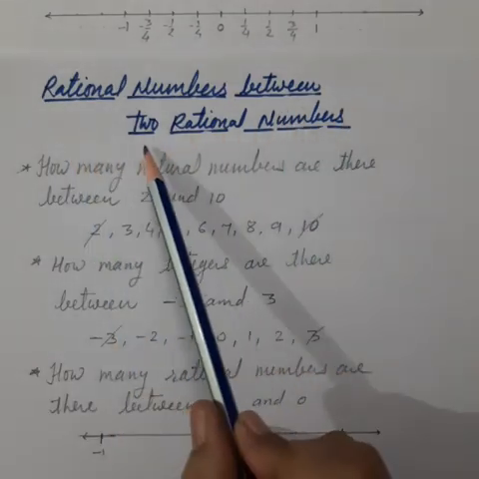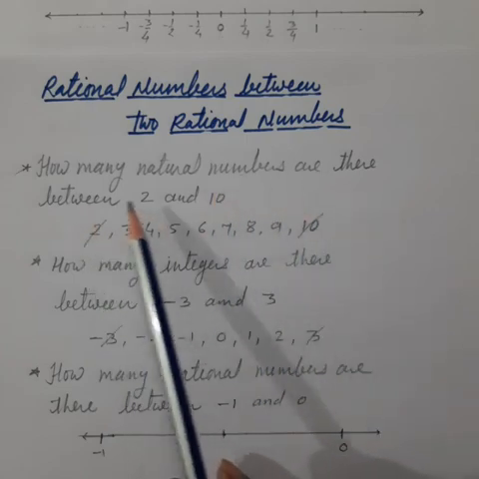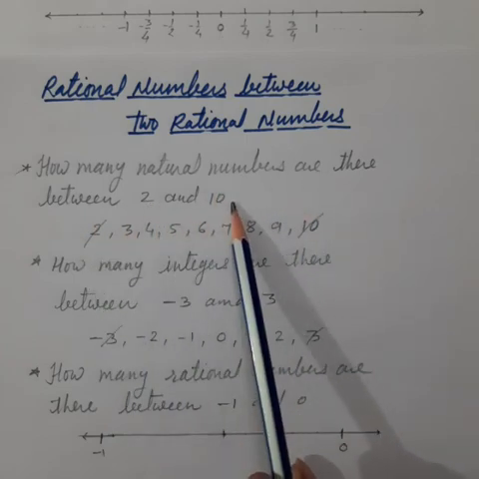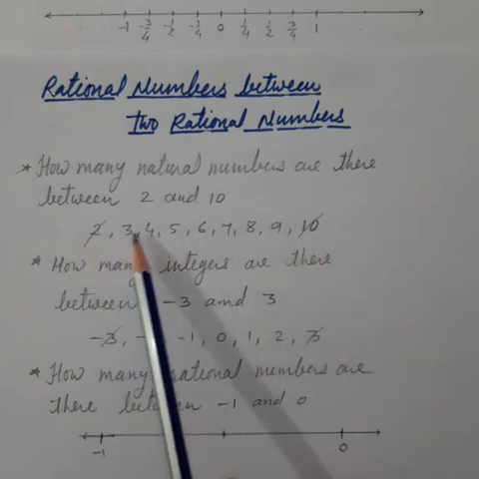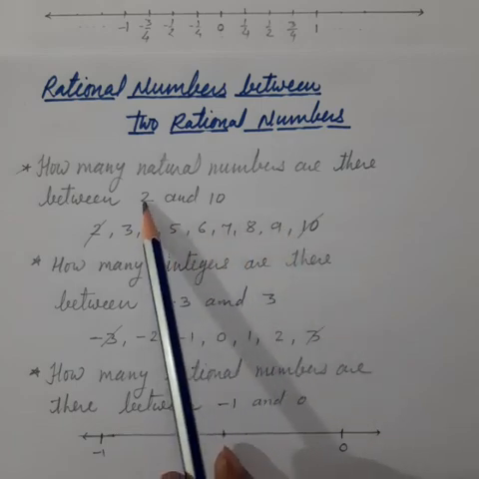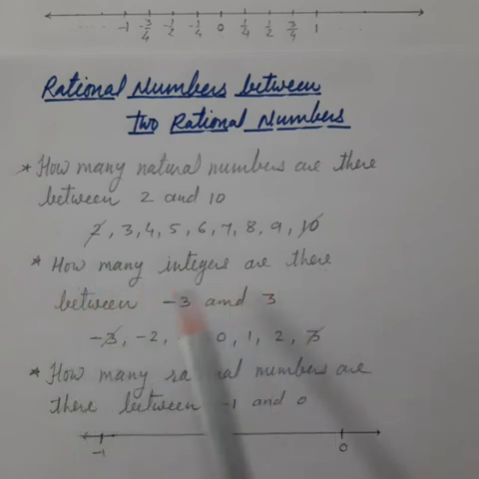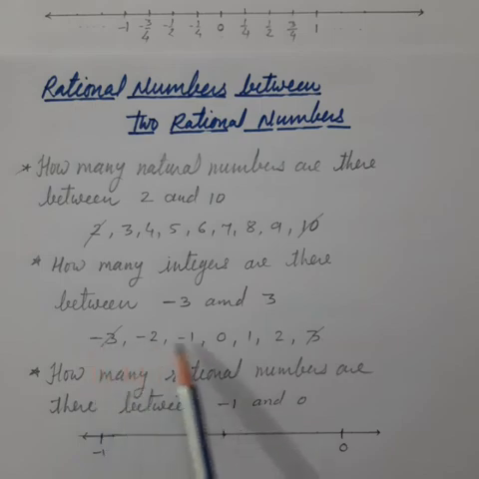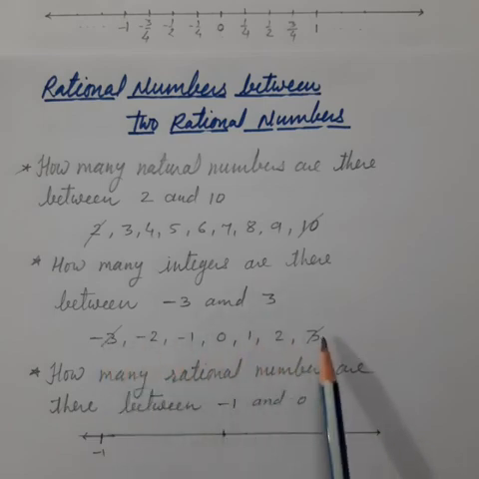Rational numbers between two rational numbers. If the question is how many natural numbers are there between natural numbers 2 and 10, we can write the natural numbers from 2 to 10 and count 1, 2, 3, 4, 5, 6, 7. There are 7 natural numbers between 2 and 10. If the question is how many integers are there between minus 3 and 3, we can write the integers from minus 3 to 3 and count 1, 2, 3, 4, 5. There are 5 integers between minus 3 and 3.